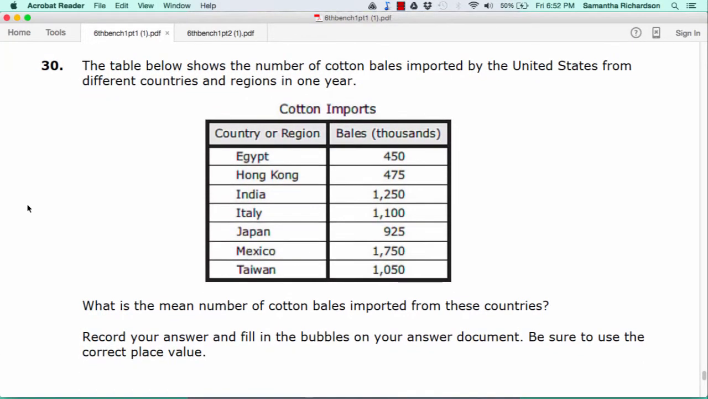Question 30. The table below shows the number of cotton bales imported by the United States from different countries and regions in 1 year. Cotton imports. Country or region. Bales, thousands. If you need anything else from the table read, please raise your hand. What is the mean number of cotton bales imported from these countries? Record your answer and fill in the bubbles on your answer document. Be sure to use the correct place value.